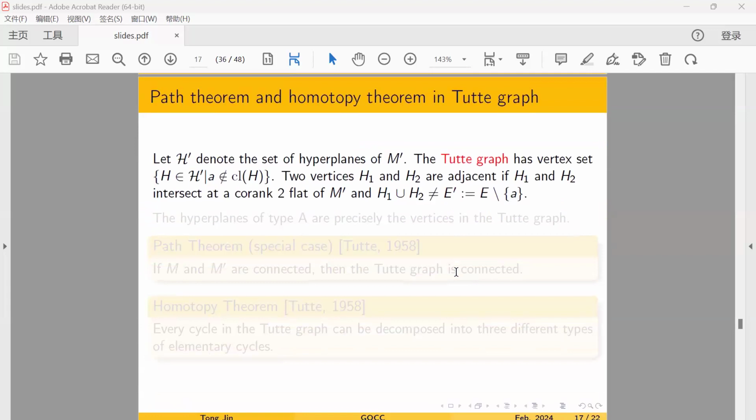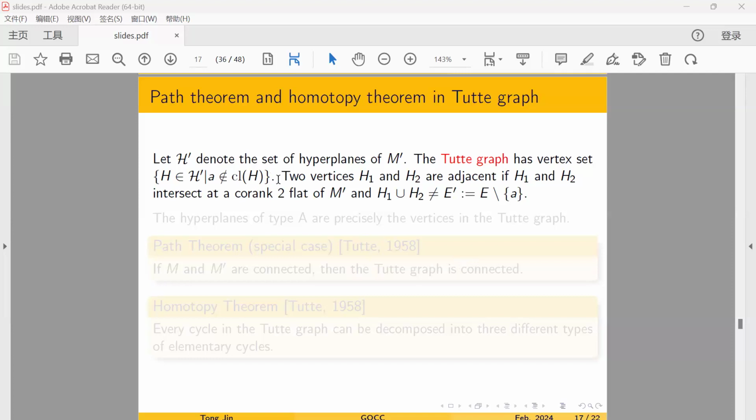Okay, so we rely on some combinatorial structure of the matroid and the matroid deletion. Let's denote H prime the set of hyperplanes of the deletion M prime. We construct a Tong graph. In the Tong graph, the vertices are exactly the hyperplanes of type A. Or in terms of the hyperplanes of the deletion matroid, those are the hyperplanes in the deletion so that A is not in the closure of H. This closure is the closure in matroid M, but not the deletion M prime.